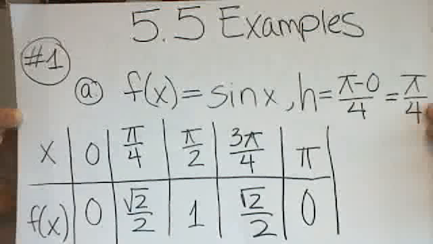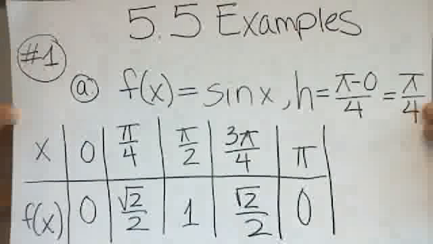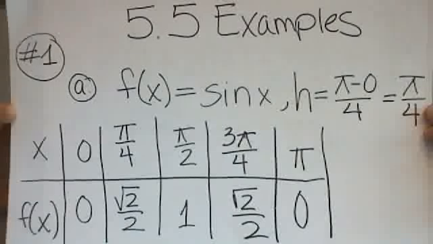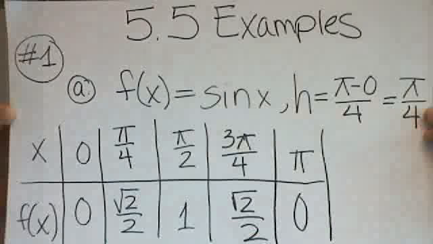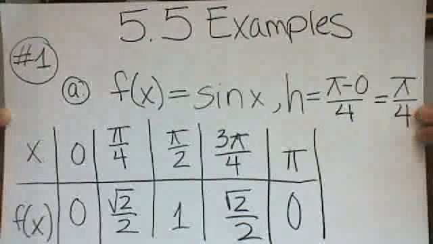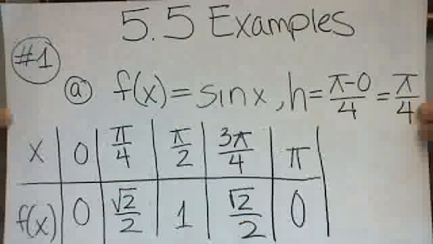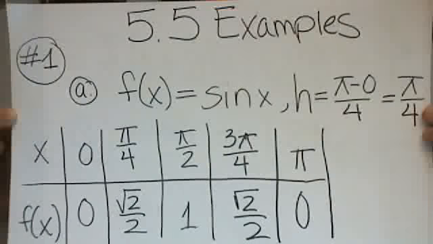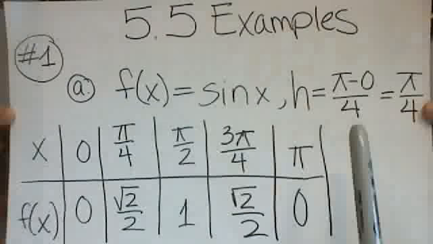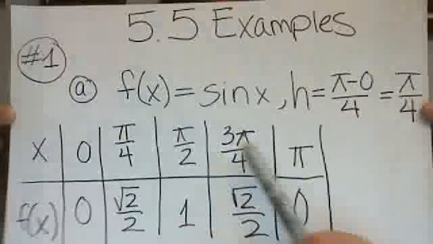Alright guys, this is section 5.5 that involves the trapezoidal rule. In the first problem, they give us the integral of sine of x, and we have to integrate from 0 to pi. It says use the trapezoidal rule with n equals 4 to approximate the value of the integral. So you plug in 4 for n, and then you do the table values, and you get this.